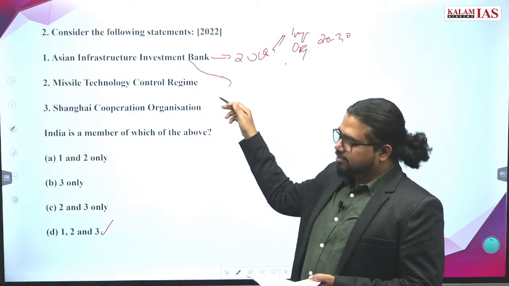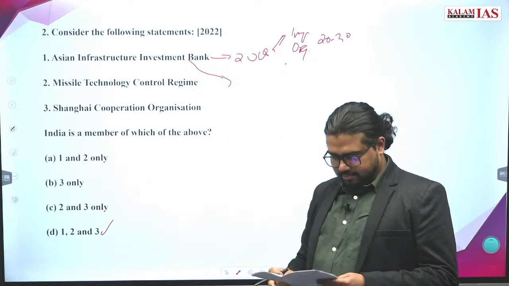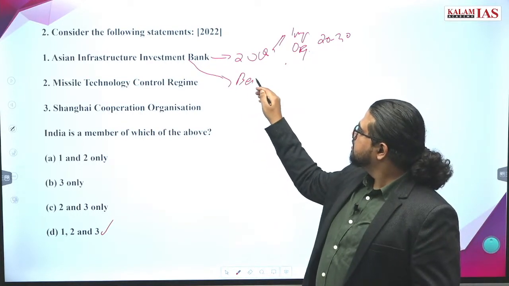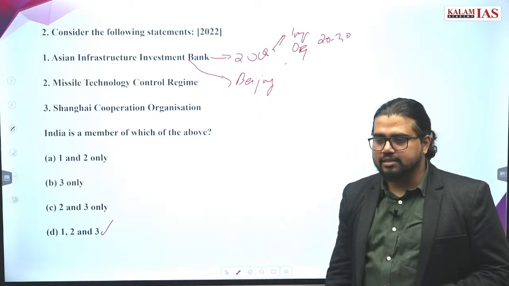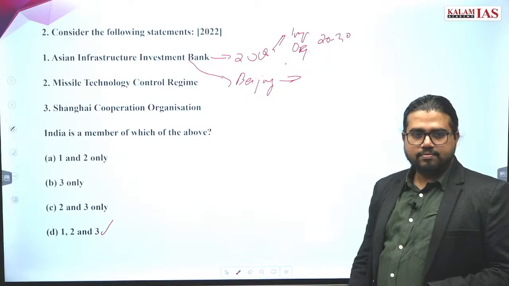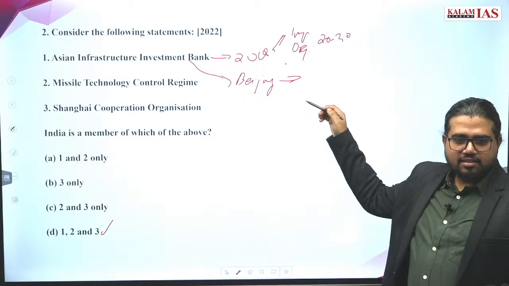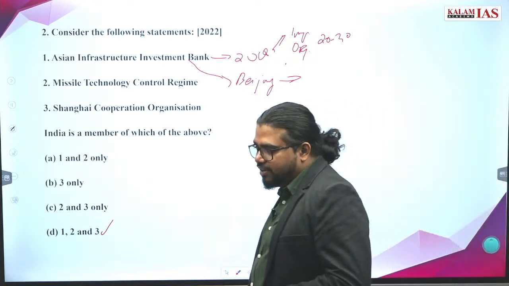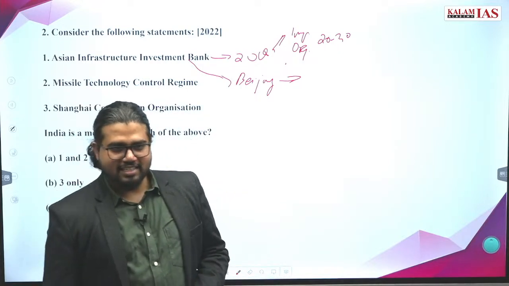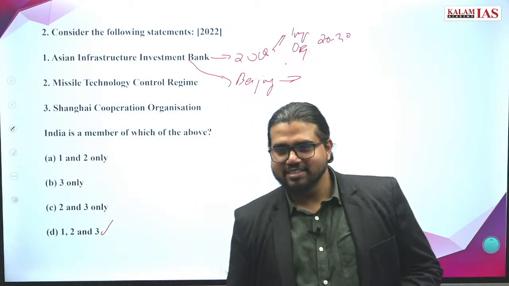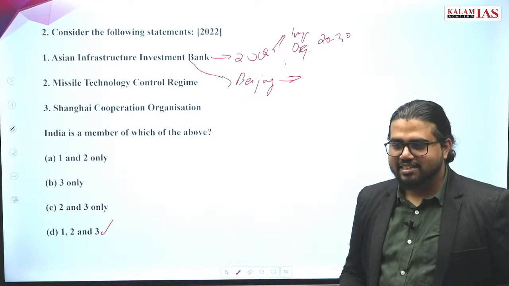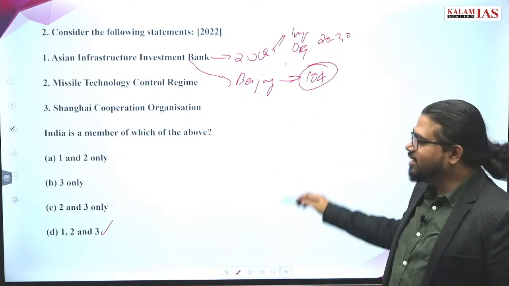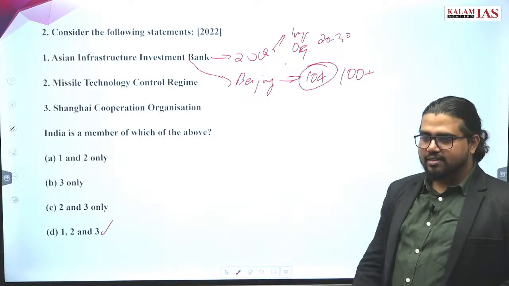So AIIB, what is it? What is it all about? It is a multilateral financing institution. Where is the headquarters? Beijing is the headquarters. How many countries are part of it now? Tell me how many countries are part of AIIB. More than 80. Any other numbers? We have 5 to 80. 104 or something is the current membership. More than 100 countries are part of this grouping.